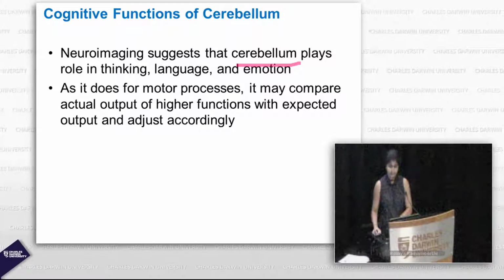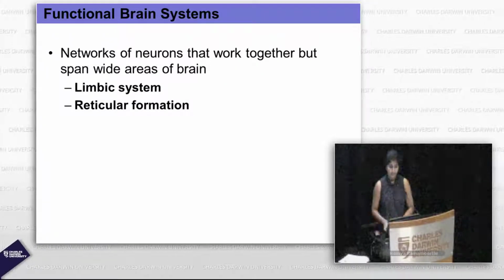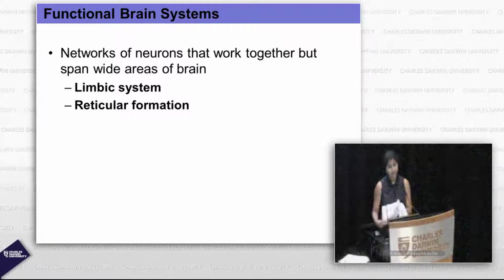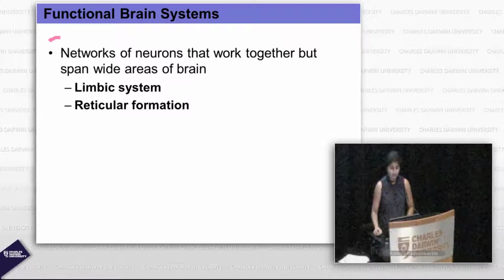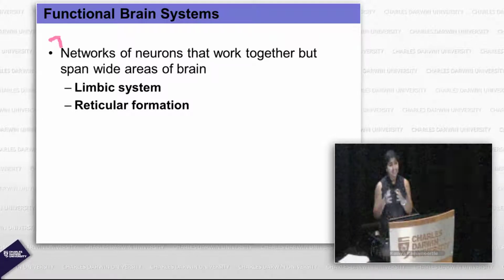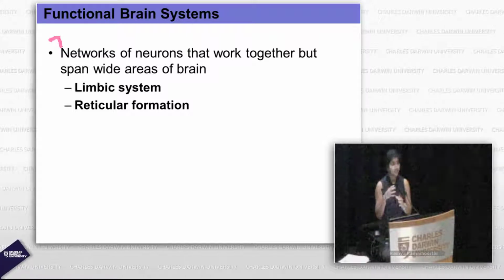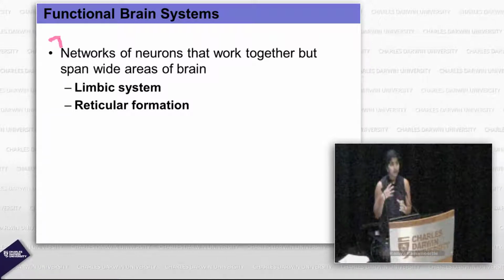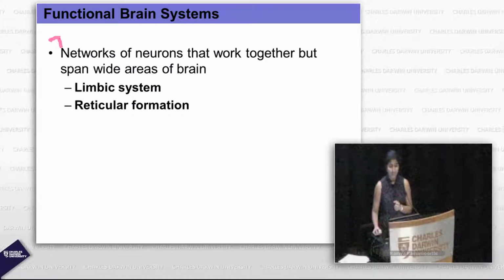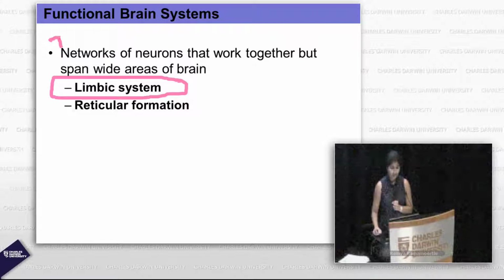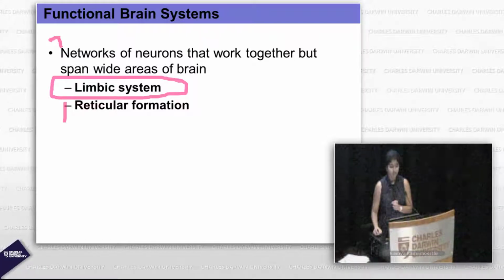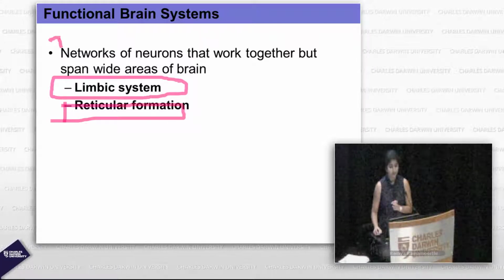Right, so you're moving into a very important section. We'll talk about the functional brain systems now. This involves lots of different networks of neurons that work together. Doesn't matter where they are dispersed in the brain, they work together and produce a different set of functions that are looked after by them. So your limbic system and your reticular formation are two important functional systems that we need to know. Let's start with the limbic system.